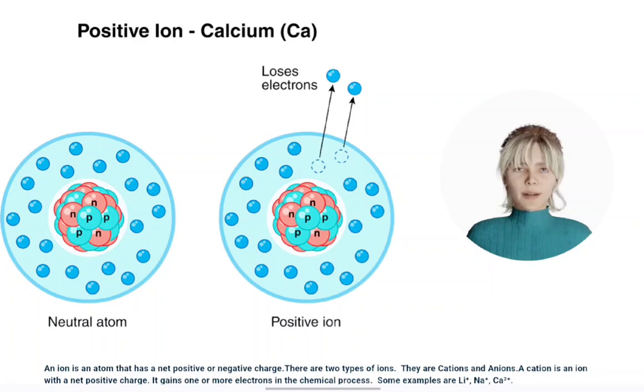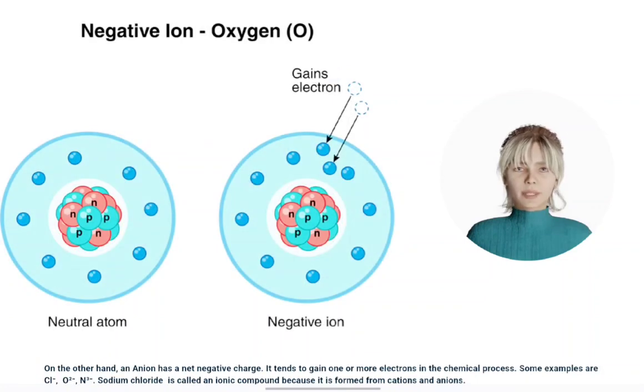On the other hand, an anion has a net negative charge. It tends to gain one or more electrons in the chemical process. Some examples are Cl-, O2-, N3-. Sodium chloride is called an ionic compound because it is formed from cations and anions. Why do atoms undergo loss or gain of an electron?